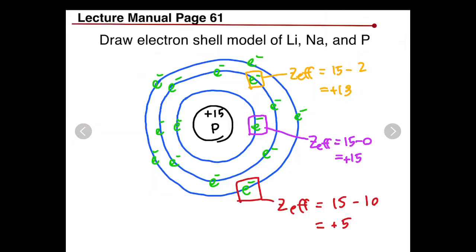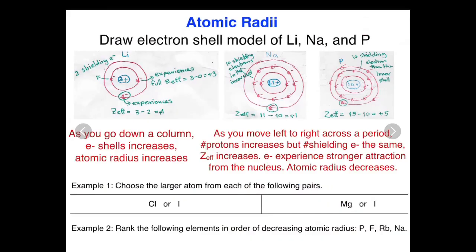Okay, so I already summarized this in this slide right here, if you want to jot down what I just mentioned. So pretty much this is the summary of what I just explained earlier. If you go from top to bottom on the periodic table, the electron shells increase, so the atomic radius will increase as well, right? If you move from left to right, you are going to have to use effective nuclear charge to help you determine.